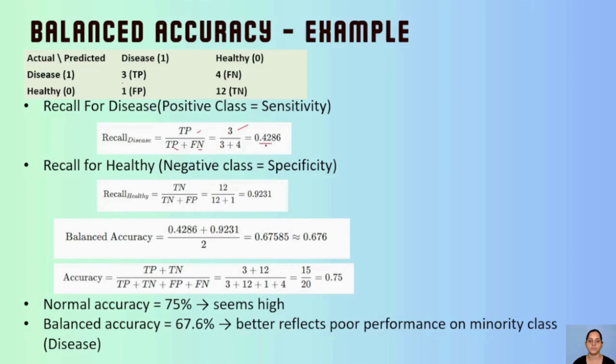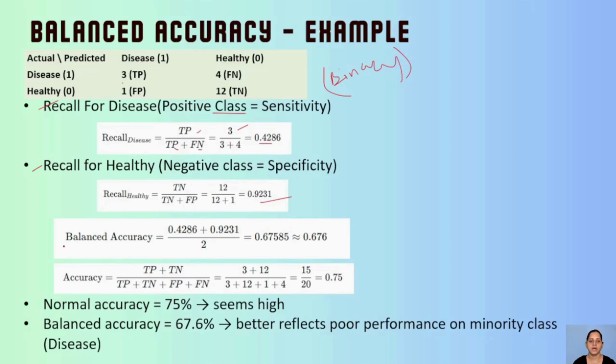So I'm getting 0.42 recall. I'm calculating for disease first, because disease is one class and healthy is one class. Disease is my positive class, then I calculate for healthy, which is the negative class, and I'm getting 0.92 after applying my formula. And what we are observing is that this is a binary classification, because we have only 2 classes.